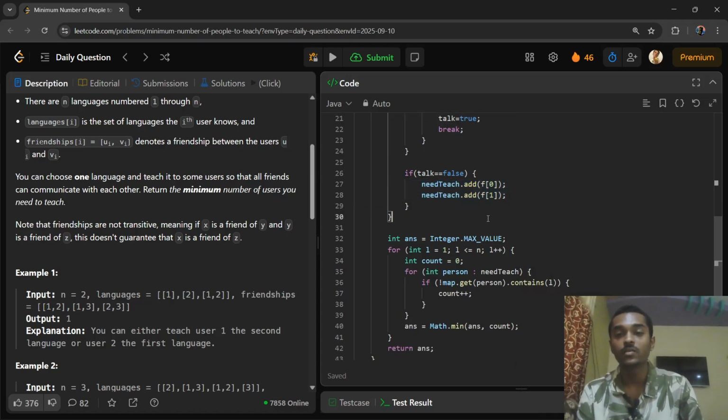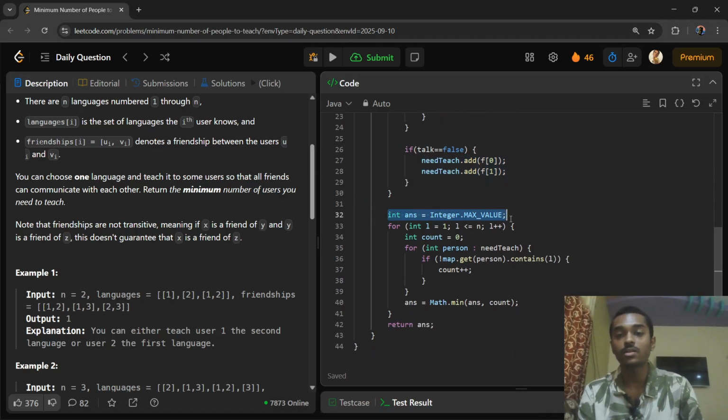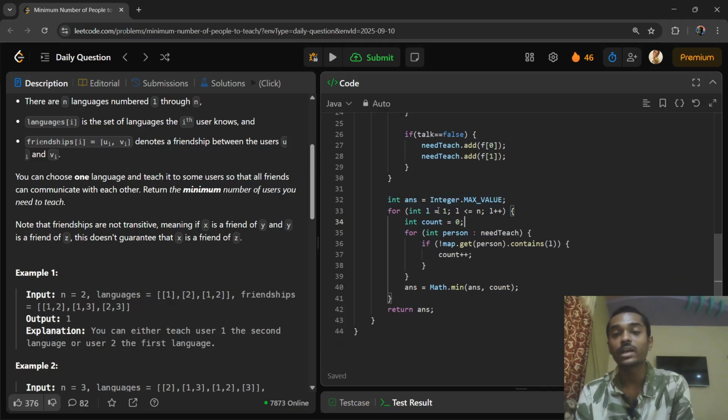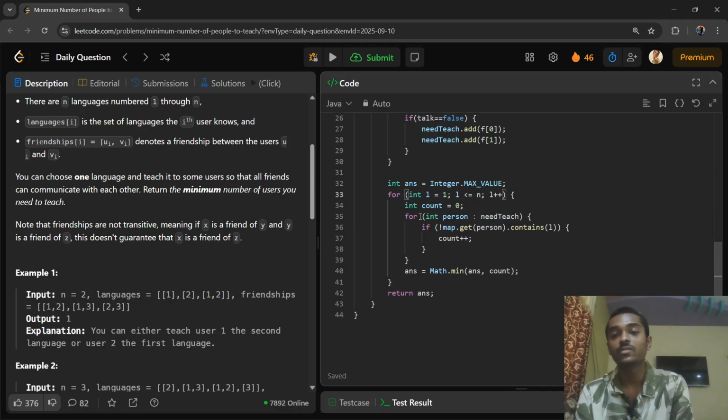Then we have to minimize our answer, so we initialize our answer to the max value. Then we are trying out every language. We can choose one language, so we try out every language, and then we check.